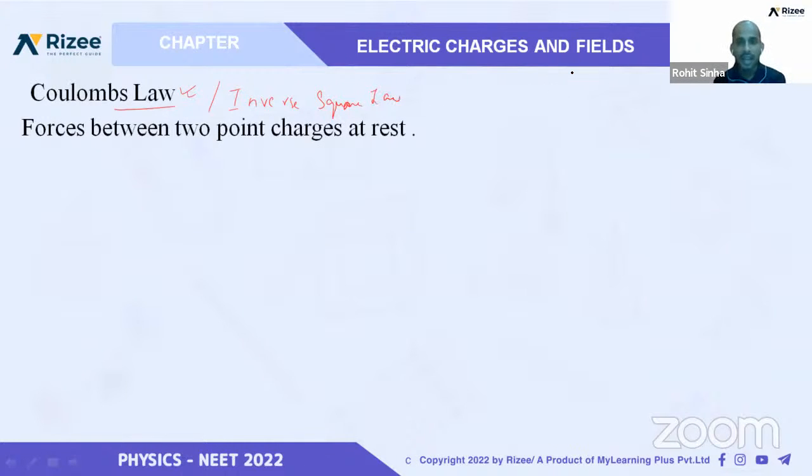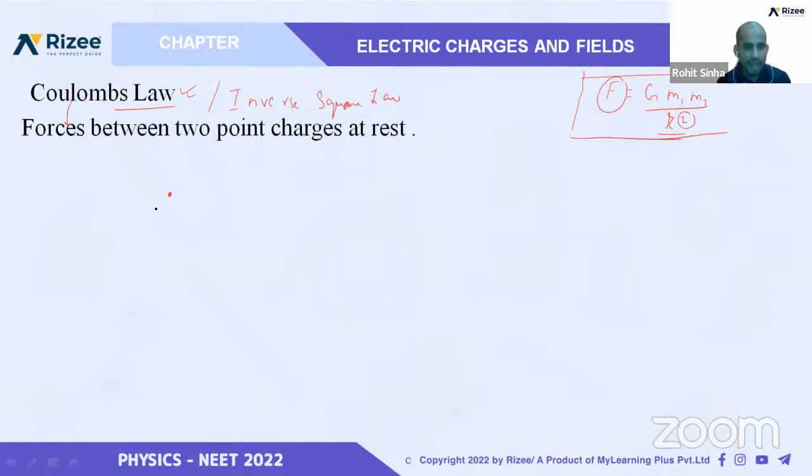I also know that you might have learned this: gravitational force, F is equal to G m1 m2 by r square. This is also an inverse square law, because in the denominator we have the square of the distance between the masses, so they are called inverse square law. Now, what does Coulomb's law tell?